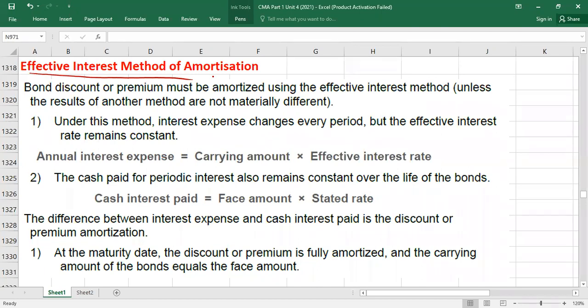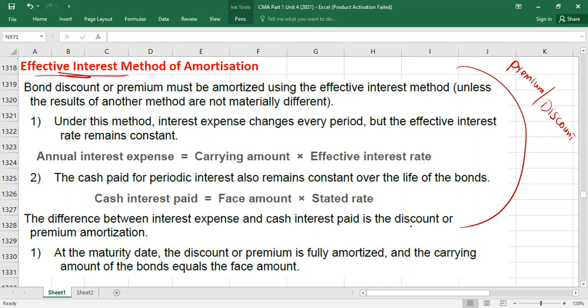This is the name of the method: effective interest method. And this method will be used even to amortize the amount of premium or to amortize the amount of discount. Which method will we use? The effective interest method. And how it is going to work, all this theory I will explain with the help of calculation directly. It will be easy for you.